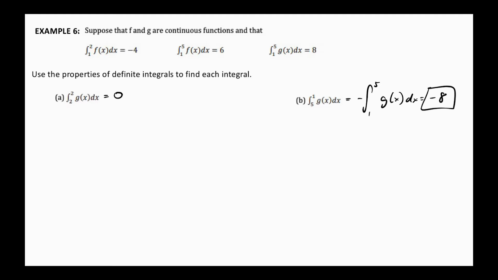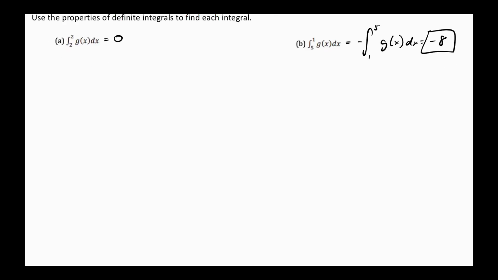Okay, so A and B. A is 2 to 2, same spot, right? It doesn't go anywhere. So area 0. B, you have to reverse the bounds because 5 and 1, 5 needs to be on top because low to high, right? So we reverse the bounds. Whatever 1 to 5 is, the area of g of x, which is 8, we just change the sign.